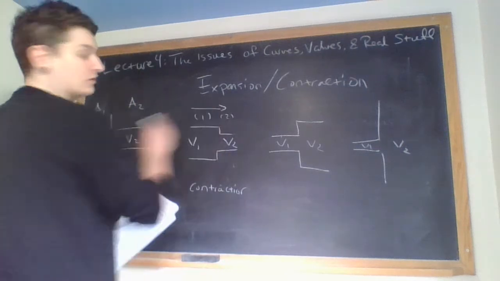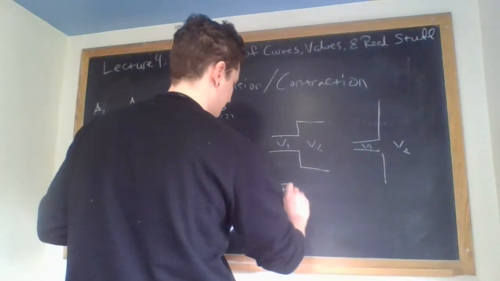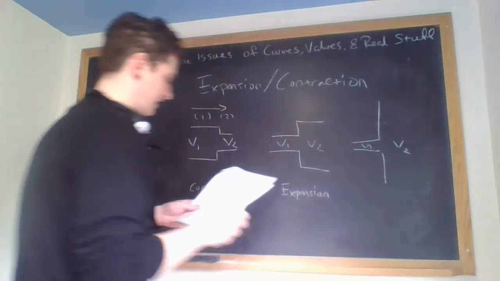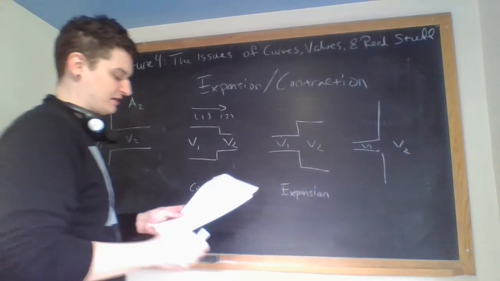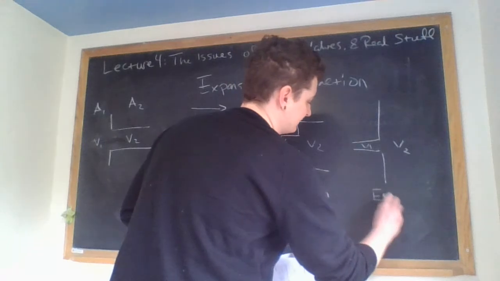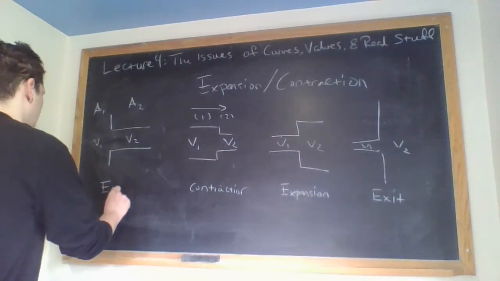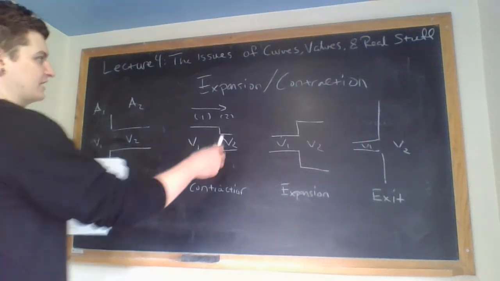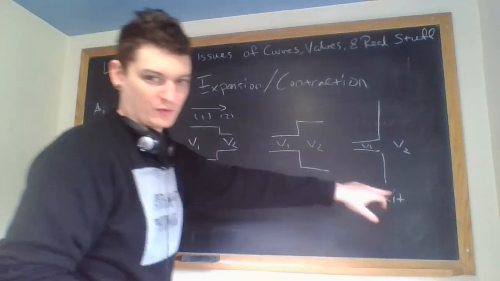Again, flow rates are going left to right. So this is a contraction. This is an expansion. Right? And then these other ones are limiting cases of these, right? Where this is called an exit sometimes, and this is called an entrance. So you have 4 cases of these expansions or contractions, limiting cases being entrances or exits.